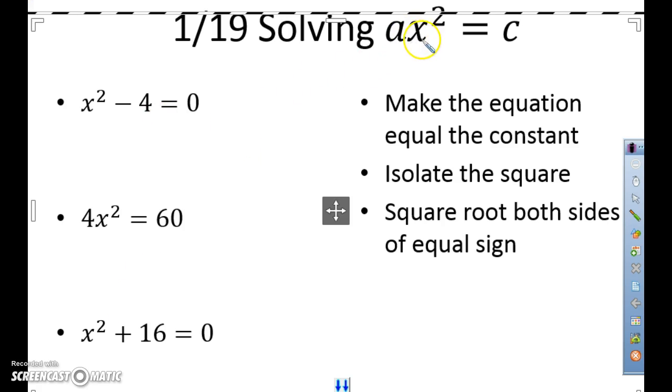All right, solving ax squared equals c. So we're going to make the equation equal the constant. So we're going to add 4 to both sides. Isolate the square, which we have done, and then we're going to take the square root for both sides of the equal sign.